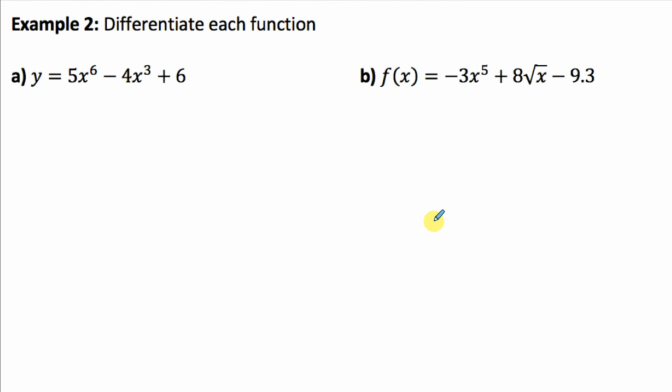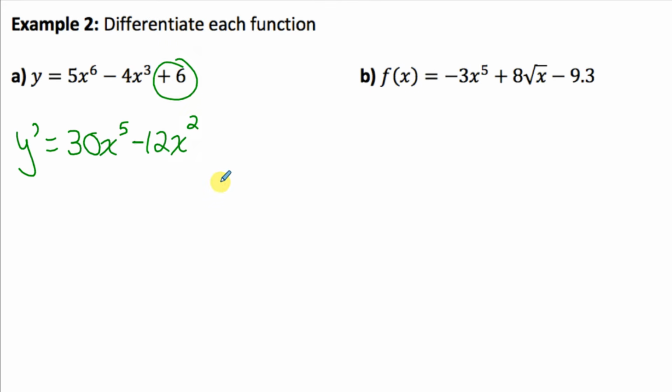Let's do some where we'll need to use the sum and difference rule of derivatives as well. It's as simple as just differentiating all the terms separately and adding or subtracting them together. So for part A, y prime equals, let's differentiate 5x to the 6. 6 times 5 is 30. X to the, reduce the exponent by 1. Now let's differentiate this term. 3 times negative 4 is negative 12. X squared. And now let's differentiate this term. The derivative of any constant is 0, so we could, I suppose, write plus 0, but we don't need to write that.